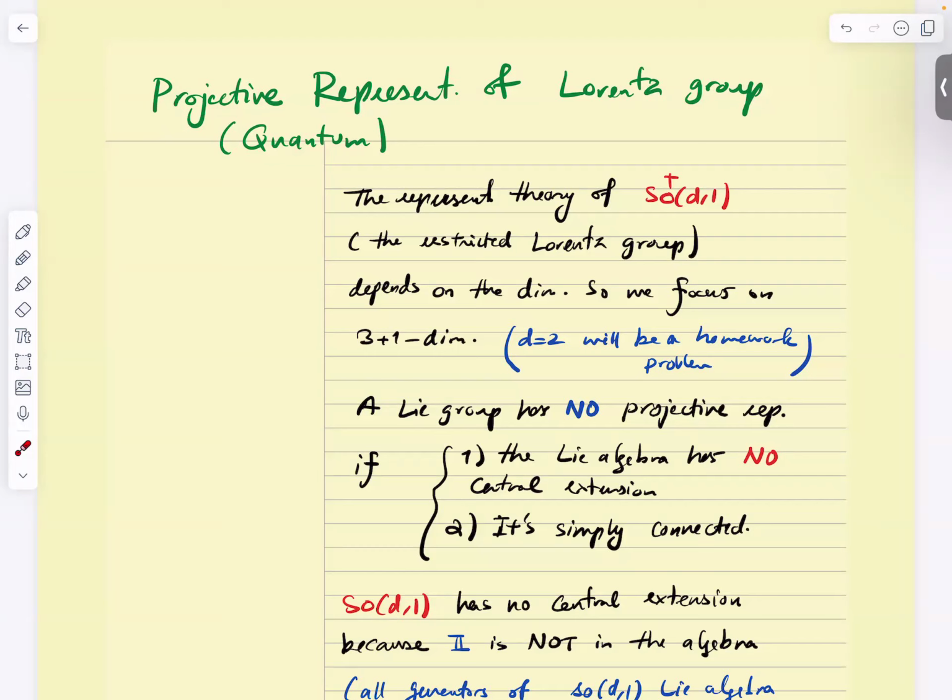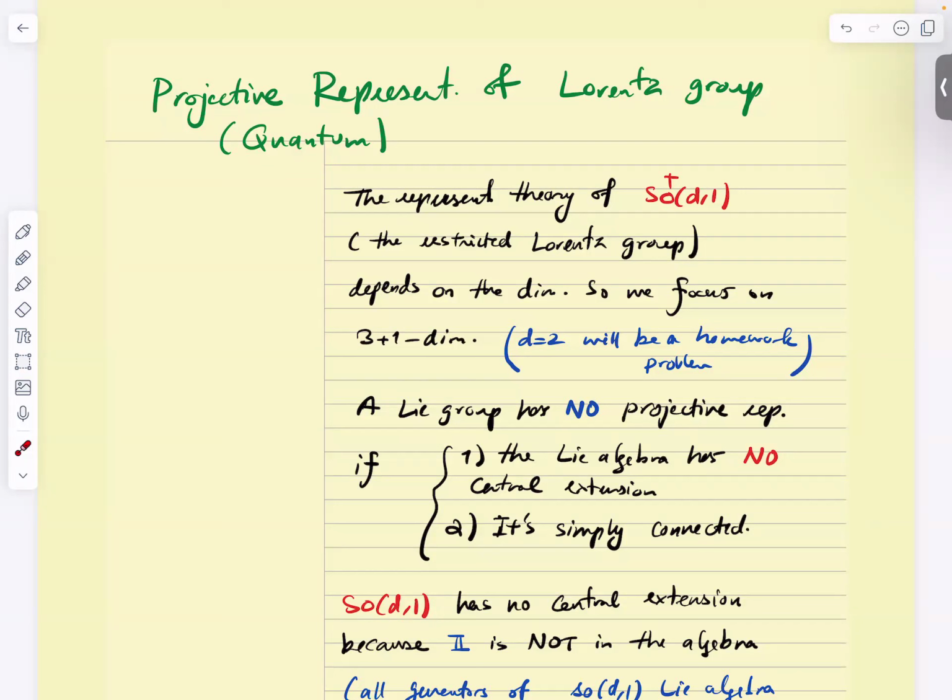You put SO3, which is not simply connected, inside its double cover SU2. SU2 is simply connected. It only has representations, no projective representations. Representations of SU2 give you projective representations of SO3. Good? This is the logic.